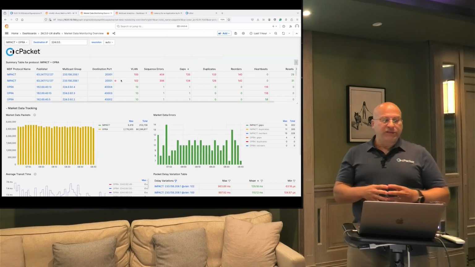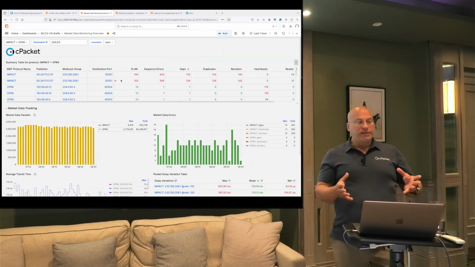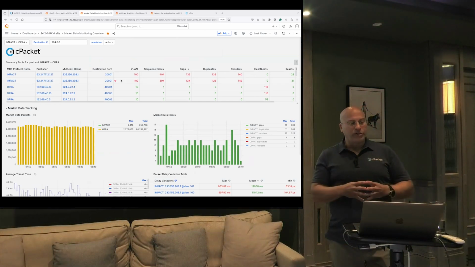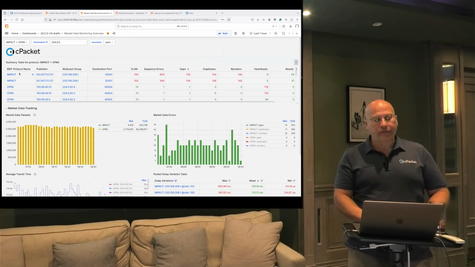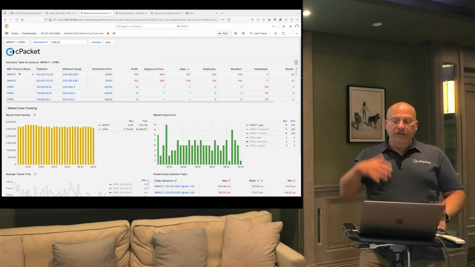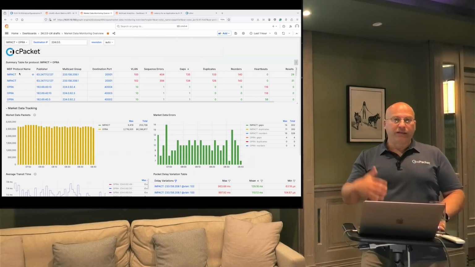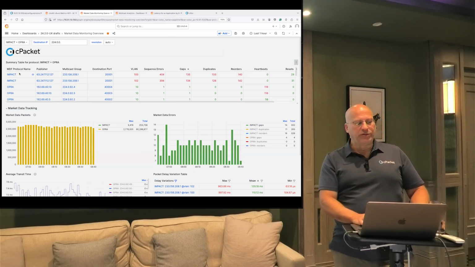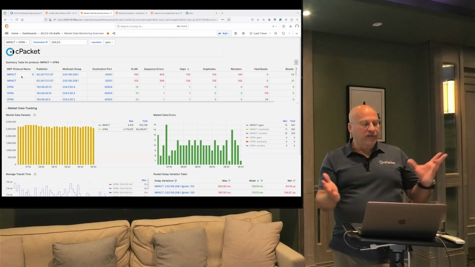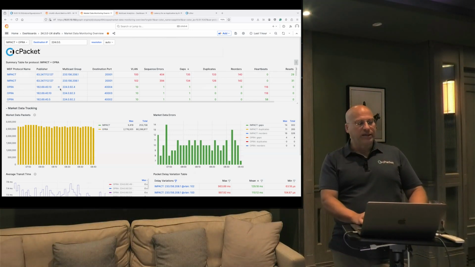The next level is the ability to understand market data. As I mentioned, on market data, we're able to decode multiple specific protocols today. Usually, these are protocols that we see running at very high speeds, which is harder to do in offline decoders. In this case, I'm able to see it's Impact or Opera. I can see the multicast group, destination port, and the specific VLAN. You can think about the VLAN essentially as the monitoring point.